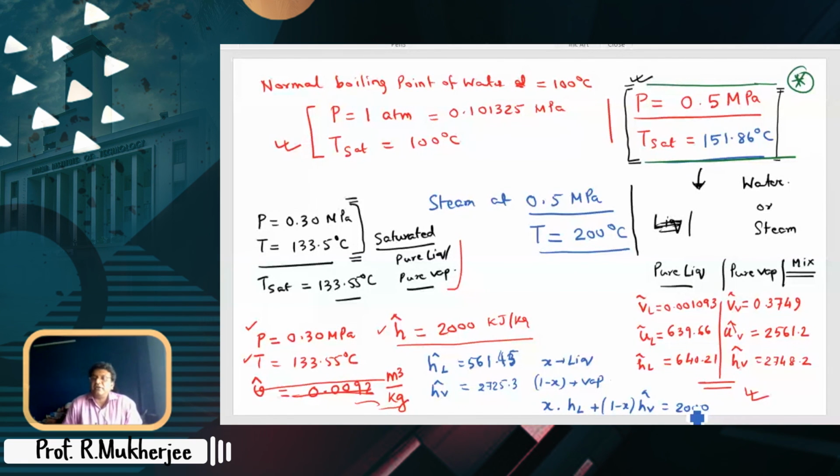So there is no need of any subjectivity. You can precisely find out. And once you find the fraction x, from there you can find out the specific volume as well as the specific enthalpy also. Is it clear to all?